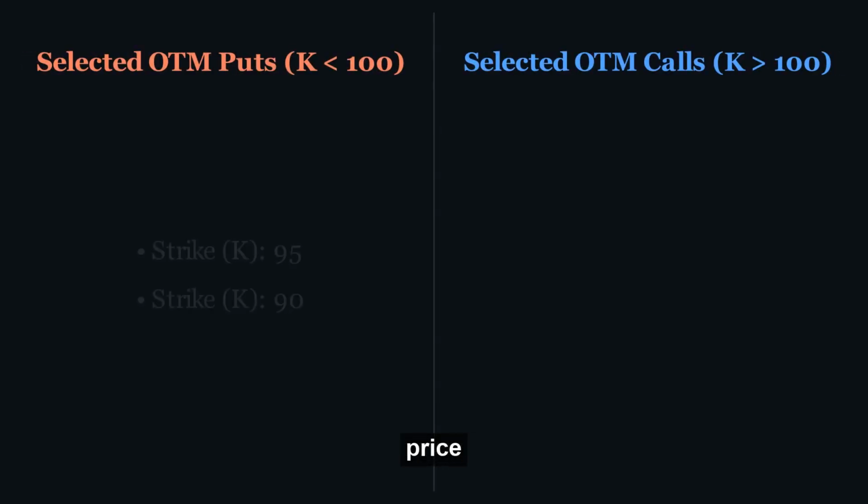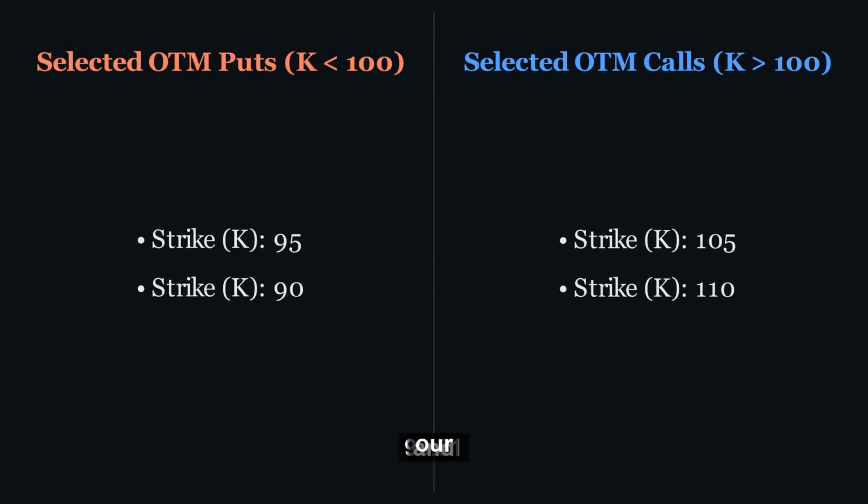Based on our forward price of approximately 99.31 and our identified ATM strike of 100, we select the out-of-the-money options. For puts, we include all strikes below 100. For calls, we include all strikes above 100. The VIX methodology specifically excludes in-the-money options to focus purely on the market's expectation of downside and upside volatility, as reflected by the OTM contracts. This ensures we capture the true breadth of market sentiment.